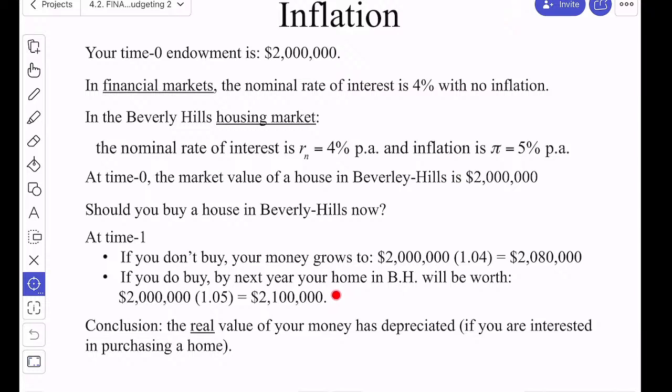So you have another thing to think about here. If you invested over here in financial markets, you wouldn't have enough to buy a home the next year because inflation erodes the purchasing power of your money. So in conclusion, the real value of your money has depreciated if you're interested in purchasing a home next period. The best advice if you're looking into a home is to buy one and realize the appreciation. You don't have to buy one in Beverly Hills, but this is just an example. If you had that kind of money, right? Because you do, $2 million.